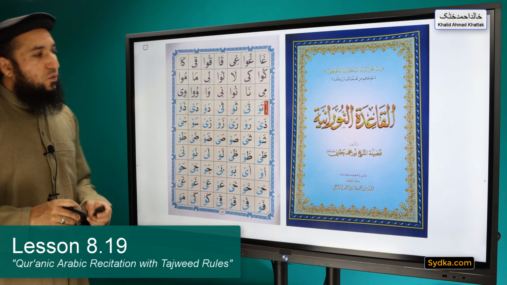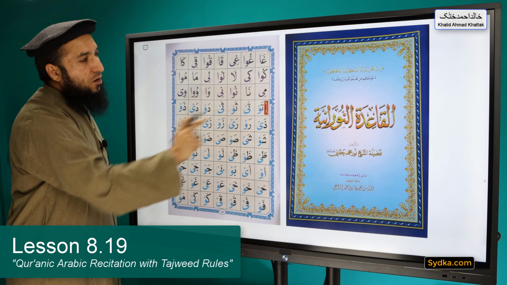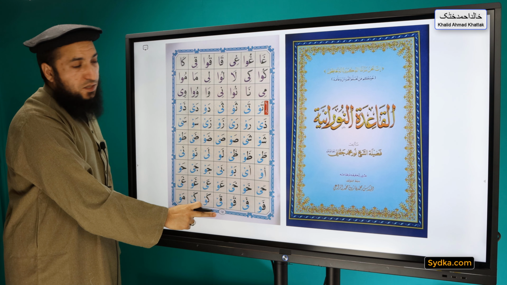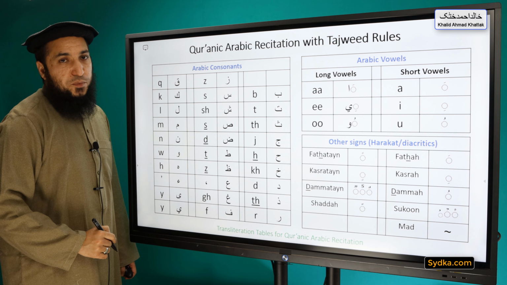In this session, we will be studying another 8 syllables, that's from here to there, of Al-Qaida Nuraniya, page number 15. This slide is just a reminder for transliteration purposes.